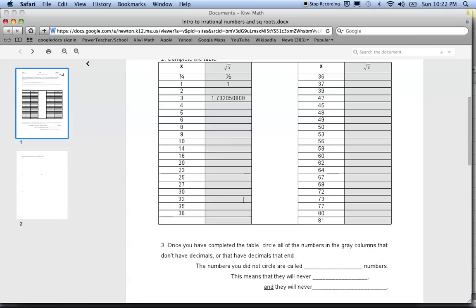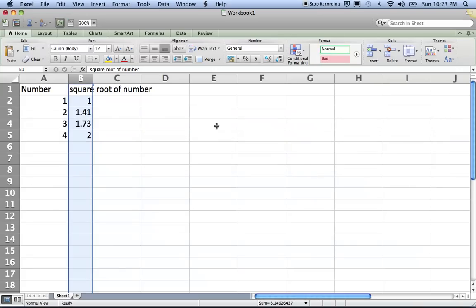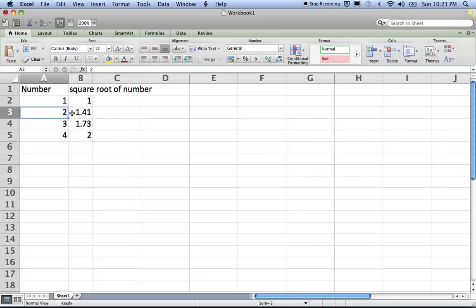Now if you notice, let's not worry about these yet. If you notice all of the numbers that you did not circle, there's a lot of digits there. But it turns out your calculator actually doesn't have them all. Let's pretend you just had a pretty simple calculator. If we were finding the square root of 2, you just get 1.41.